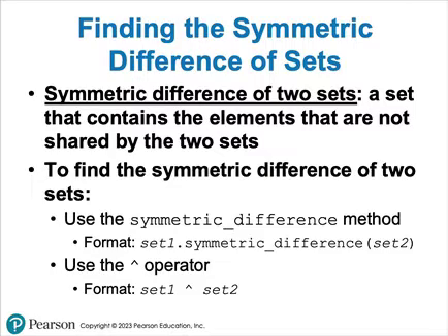Symmetry of two sets is one thing that at least I didn't deal with whenever I was learning set theory. But a symmetric difference is a set that contains elements that are not shared by the two sets. So we can either do that with the symmetric difference method or by putting the caret operator, which is a shifted 6.